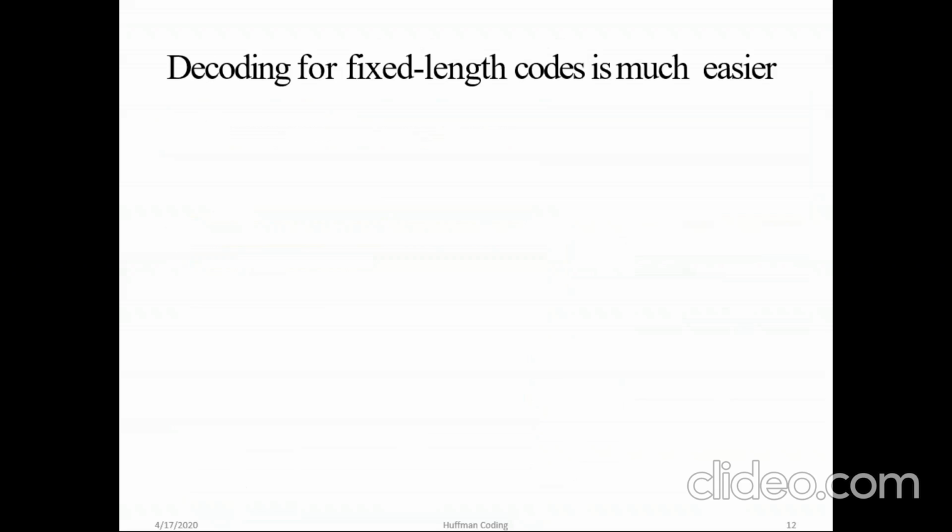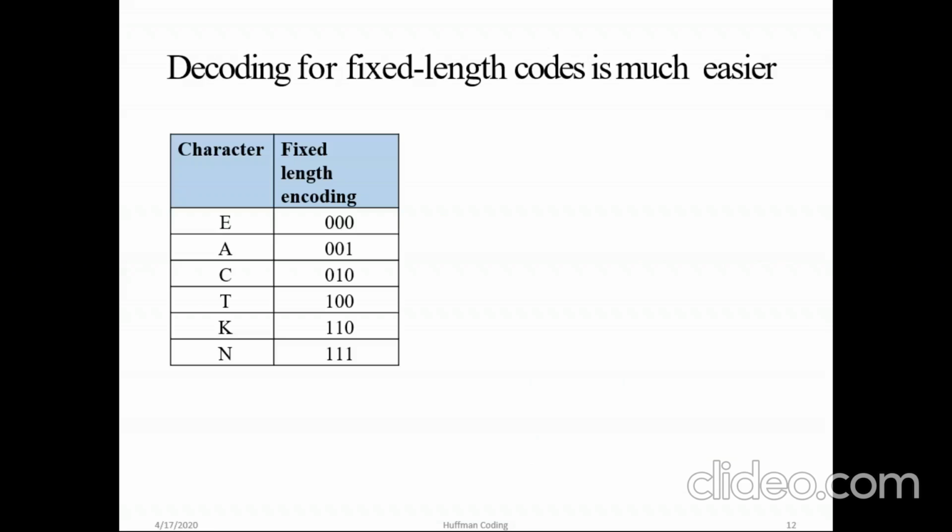Decoding for fixed length codes which we have encoded. This table I have taken from the previous slides where we have assigned 3-bit binary codes to individual characters of the file. Character E has been assigned 3 bits, again A to N has been assigned 3 bits each, binary codes. Suppose we have this binary formatted message which we need to transfer from source to destination, or which we want to decode in one machine.